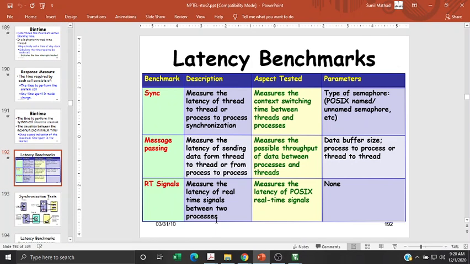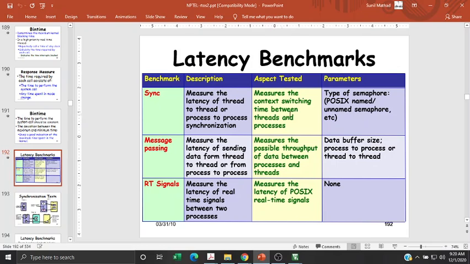So, latency benchmarks. Synchronizations measure the latency of thread to thread or process to process synchronizations. Somebody is a producer, somebody is a consumer, and how do you sync between the production and the consumption? That is what is meant by syncing. So complete, and you start using that resource.